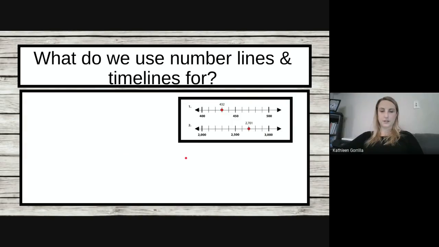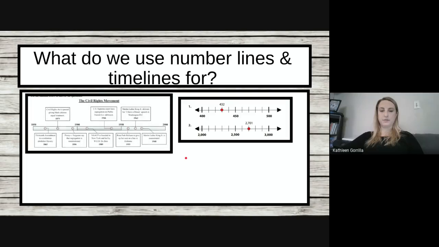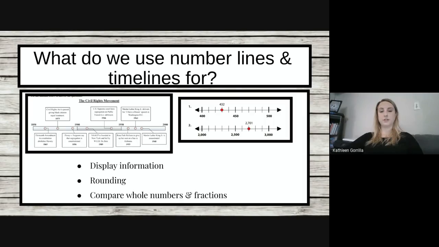Good. So what do we use number lines and timelines for? It's another way to display information or a data set, like we learned the other day. You can use number lines for rounding, and you can use them to compare whole numbers and fractions, right? A number line or a timeline makes it easy to compare like values. If you're looking at a timeline, you can compare the years or the order of events, like what came first, what came next, what was last, right?